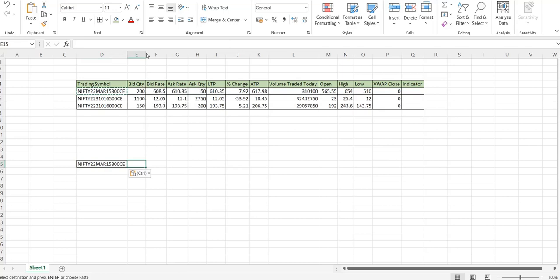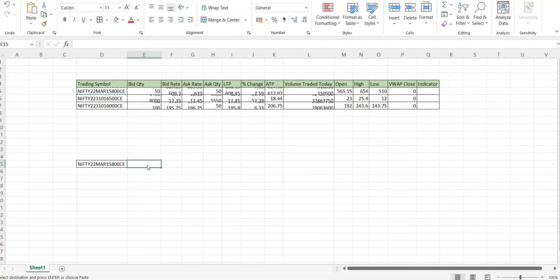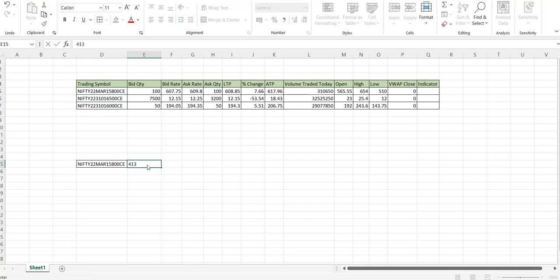This I have bought at the rate of 413. So I'll be taking the current rate and subtracting this one. I'm just setting up the automatic formula, guys, so that you can understand, as per one lot.